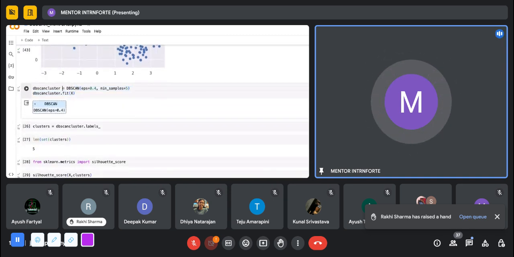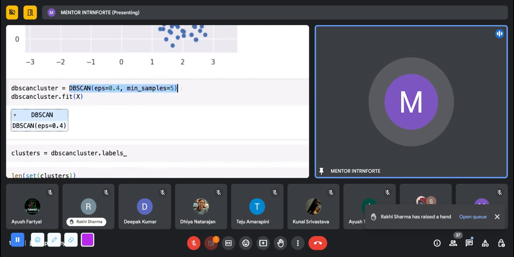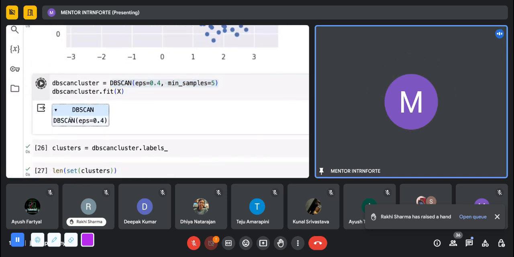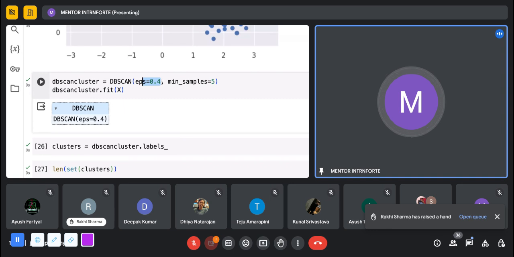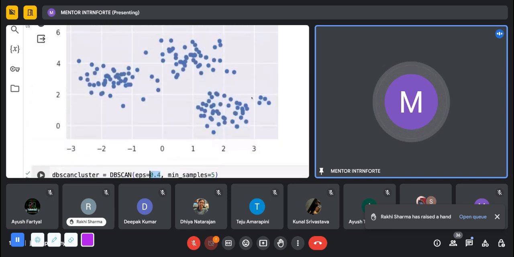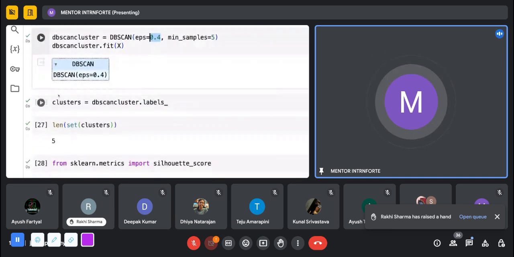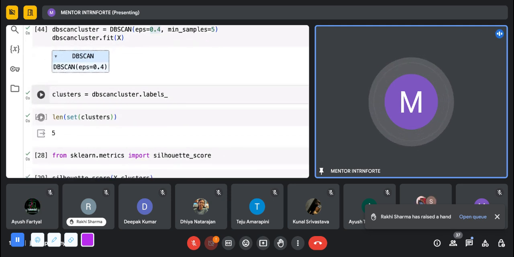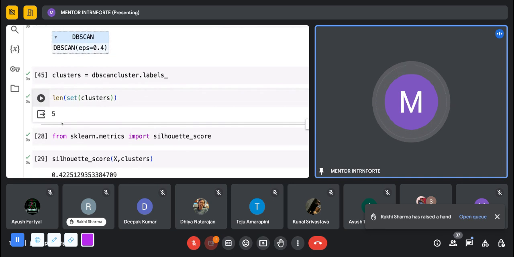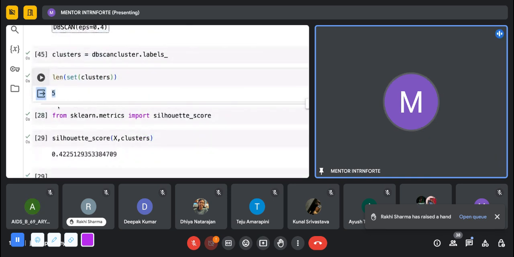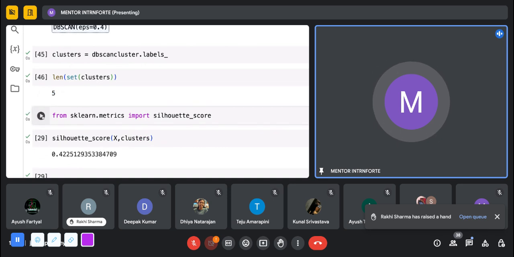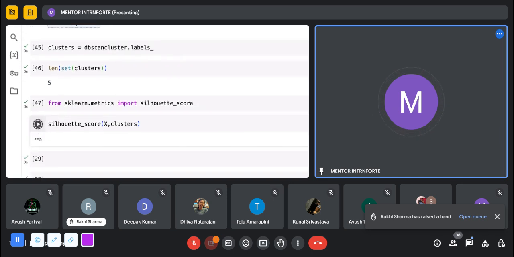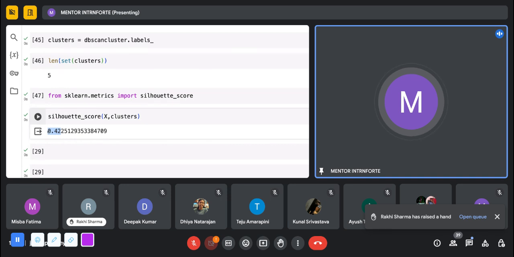Now we will do DBSCAN again, just like the same one. I have considered epsilon as 0.4 because the points are very near to each other, and I have created the clusters. If you look at it, we have created 5 clusters. And if you want to see how good your clustering is, you have to check the silhouette score. This is the silhouette score, 0.42.